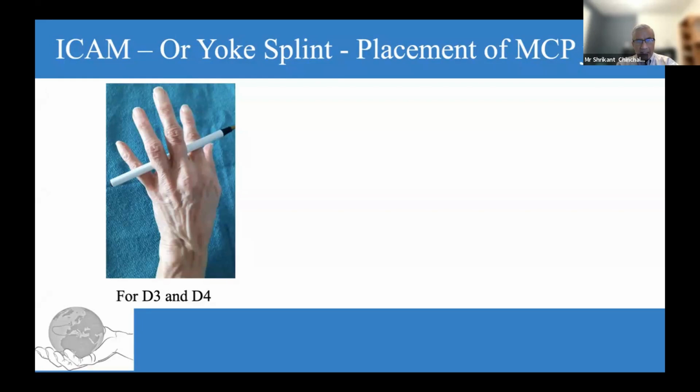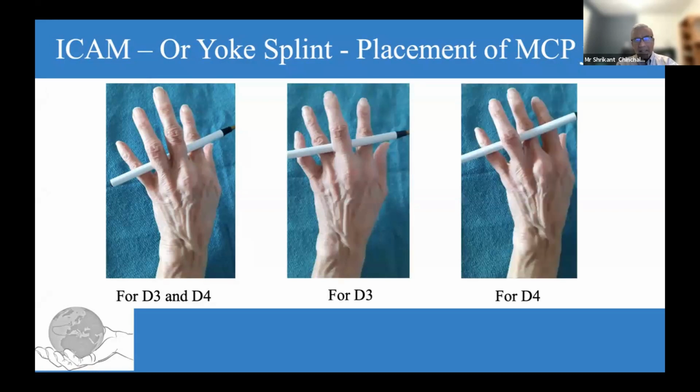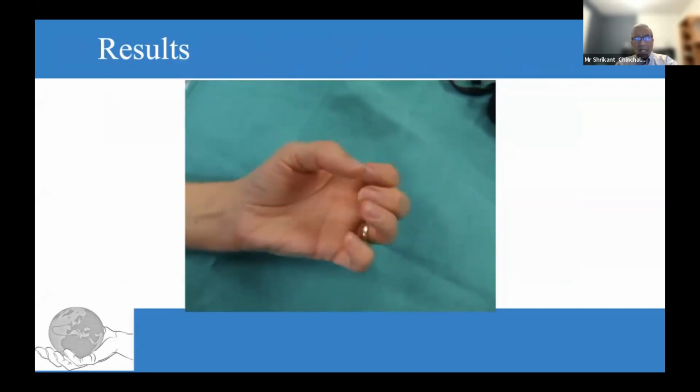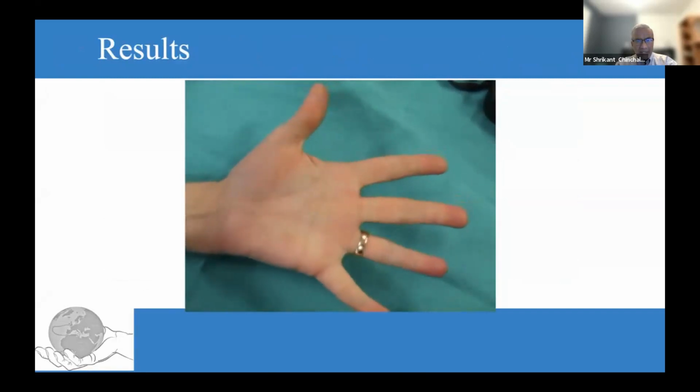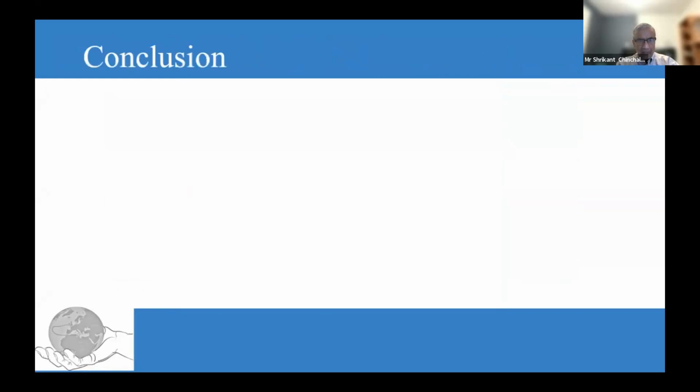So this is the yoke design. For the long finger, again, the long finger should be somewhat more hyperextended than adjacent fingers. And if it is the ring finger, then the ring finger should be somewhat more in extension as compared to the long and small finger. So the results are remarkable. As you can see right here, this patient had a long finger zone 5 extensor tendon injury.